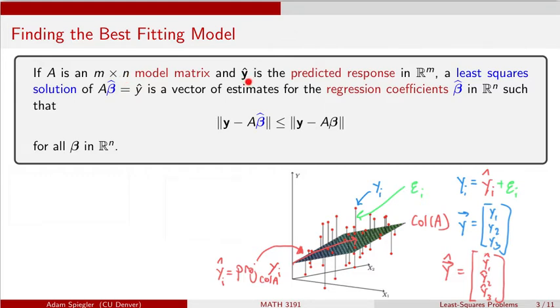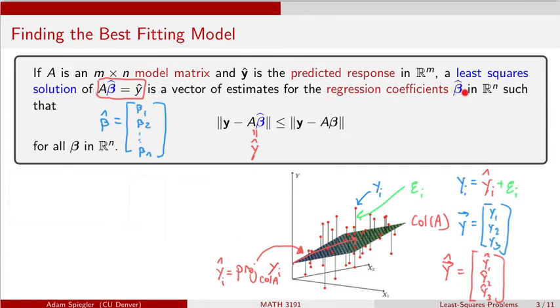And then let's consider the vector y hat, which is a vector of the predicted response variables. So these are going to be all of our predicted GDP per capita. Then the least squares solution of the equation A times beta hat, and this is a vector of coefficients. This vector beta hat should have as many coefficients as our model has predictors, so we have n different betas. A least squares solution to the equation A beta hat equals y hat, our prediction, is going to be a vector of estimates for the regression coefficients.